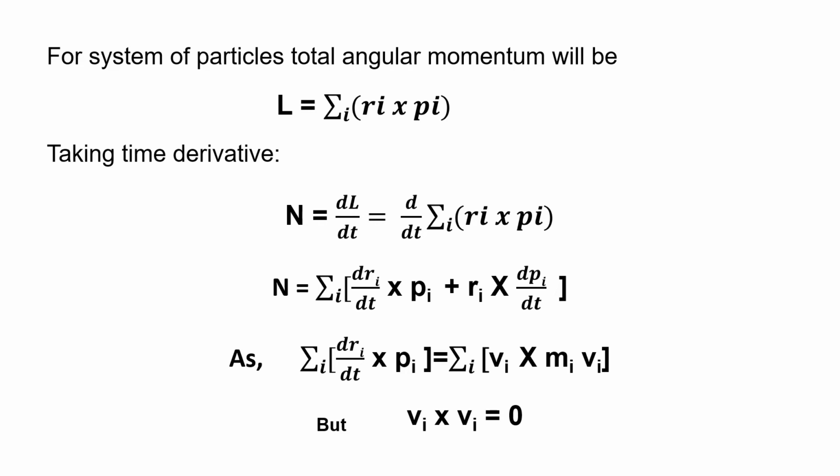The first term on the right hand side of the above equation of the torque is equal to 0, so it is omitted from that part of the equation. So the remaining equation will become capital N, that is torque, is equal to ri cross dpi over dt, and we know that dpi over dt is equal to the external force Fe.